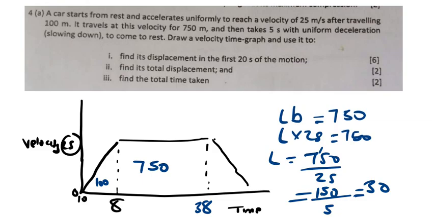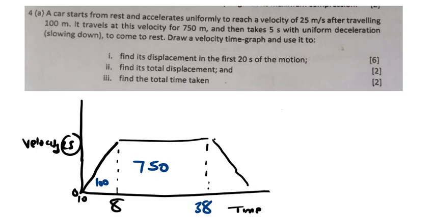Now, what is the last point? We're told that for the last one, it then takes 5 seconds with uniform deceleration. So it then decelerates for 5 seconds. So from 38, we're just going to add 5 seconds. And 38 plus 5, that gives me 43 actually. Okay, from here to here is 5 seconds.